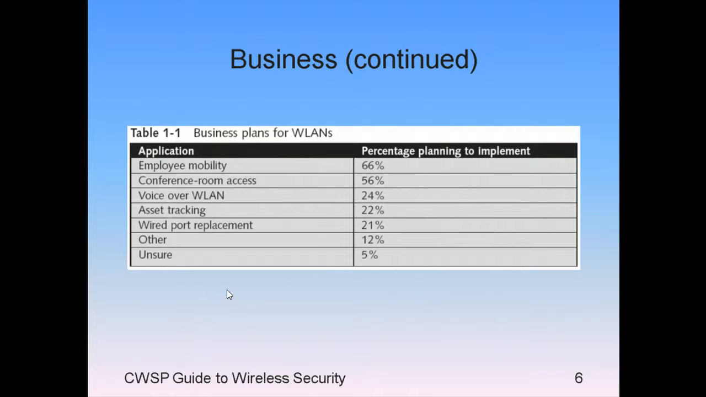When we look at these things, the businesses, the applications, and why we would use wireless: employee mobility, percentage planning to implement, 66%. The applications that you're planning to implement: conference room access 56%, voice over wireless LAN 24%, not a huge number. Asset tracking 22%. We can go and scan the things that we need to look at. Wired port replacement 21%, and that may become a bigger and bigger deal as we continue to move into the wireless world, particularly if we can move into the secure wireless world.